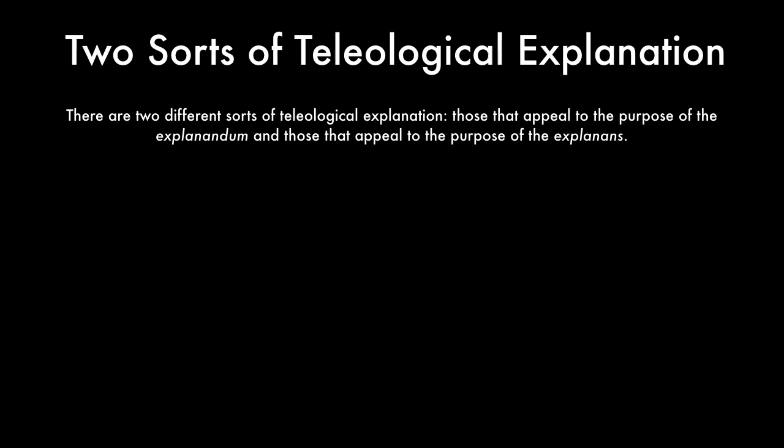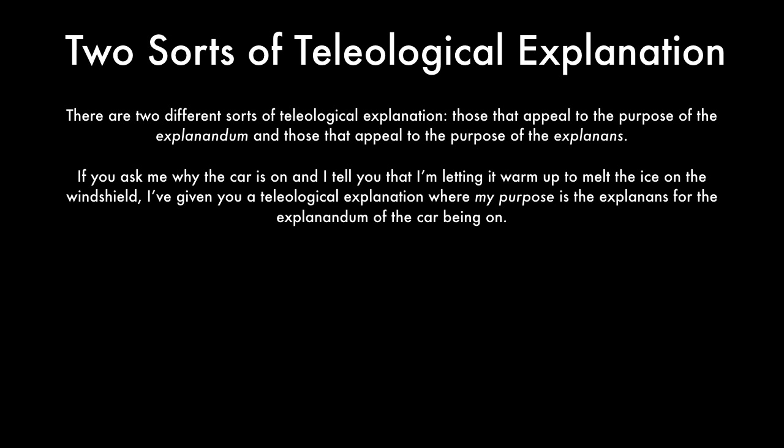And even further, there are two different sorts of teleological explanation. There are teleological explanations that appeal to the purpose of the explanandum, the thing that's being explained, and there are teleological explanations that appeal to the purposes of the explanans, of the thing doing the explaining. So for example, if you ask me why the car is on, and I tell you that I'm letting it warm up to melt the ice on the windshield, then I've given you a teleological explanation. I've told you what my purpose was in doing that. But it's my purpose that's the explanation for the explanandum of the car being on. I'm not appealing to the car's purposes, I'm appealing to my purposes here. This is an explanation where it is the purpose of the explanans that's relevant to the explanandum, and the explanandum doesn't have a purpose at all.